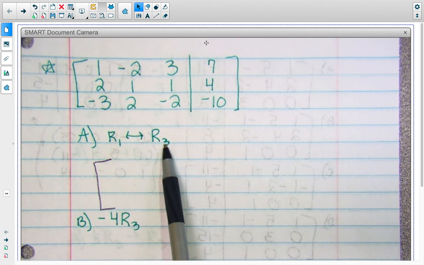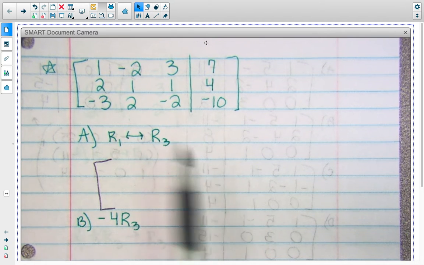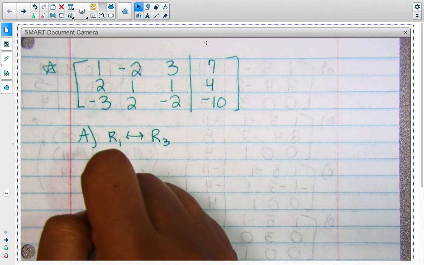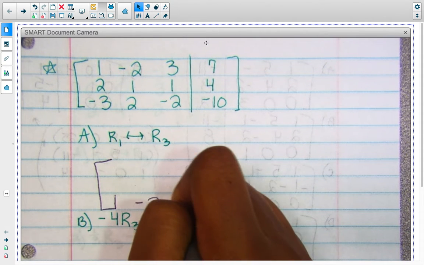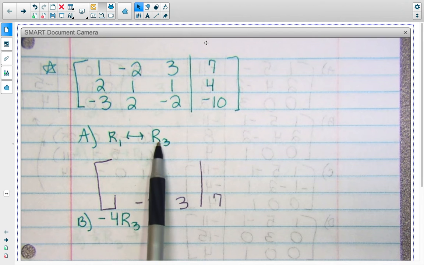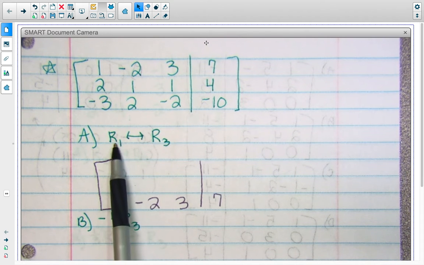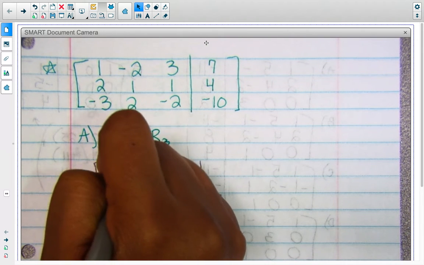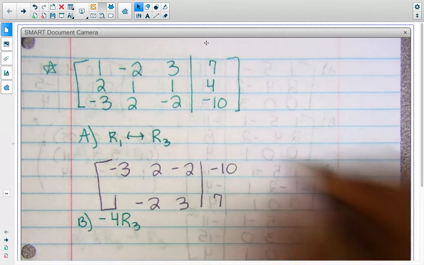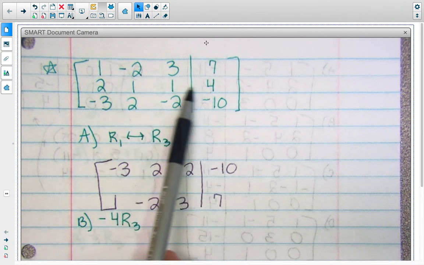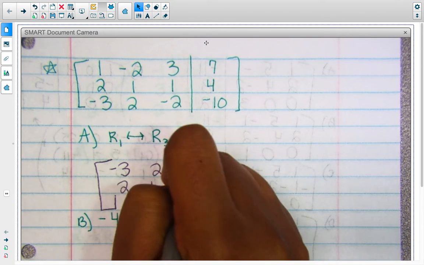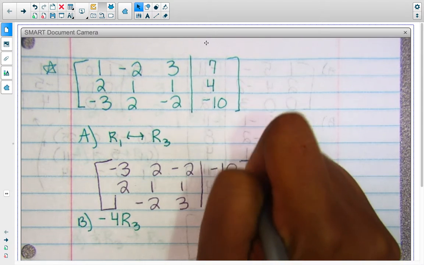So if I switch those two rows around, row 1 is now going to go in spot of row 3. So this is going to be 1, -2, 3, 7. Row 3 is now going to go in spot of row 1. So -3, 2, -2, and -10. And row 2, we did nothing with whatsoever. So that's going to be 2, 1, 1, 4.